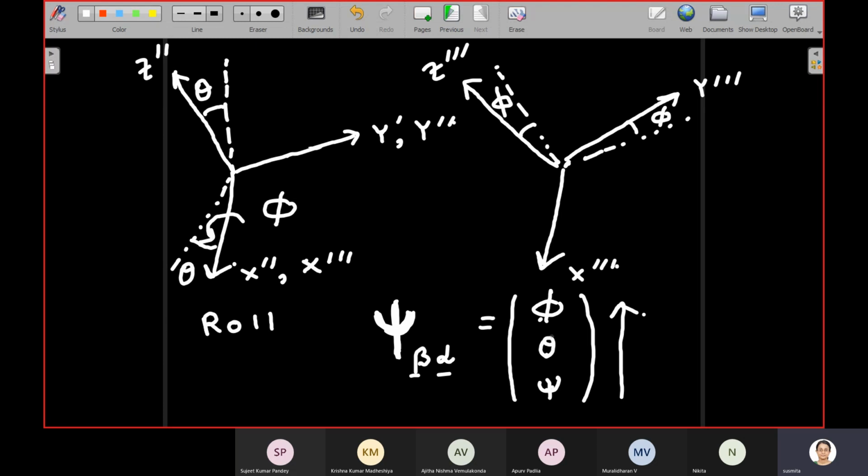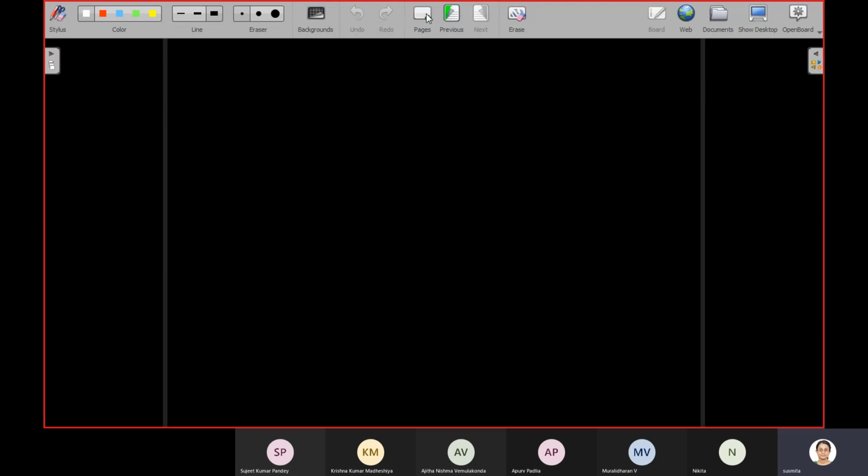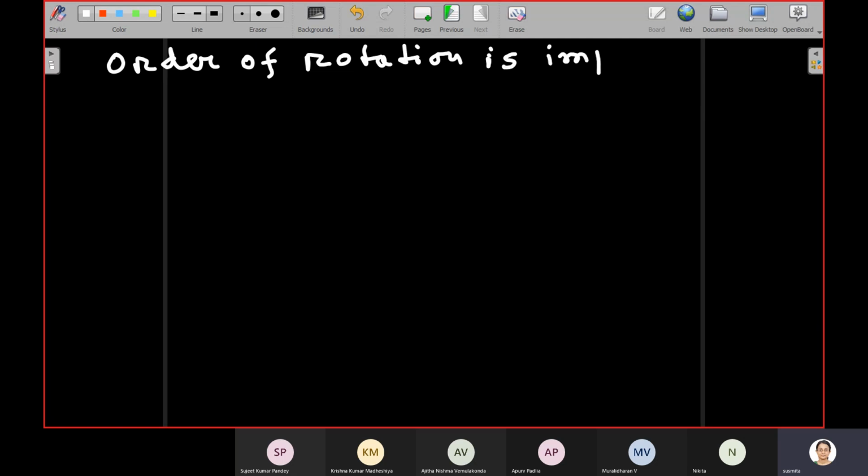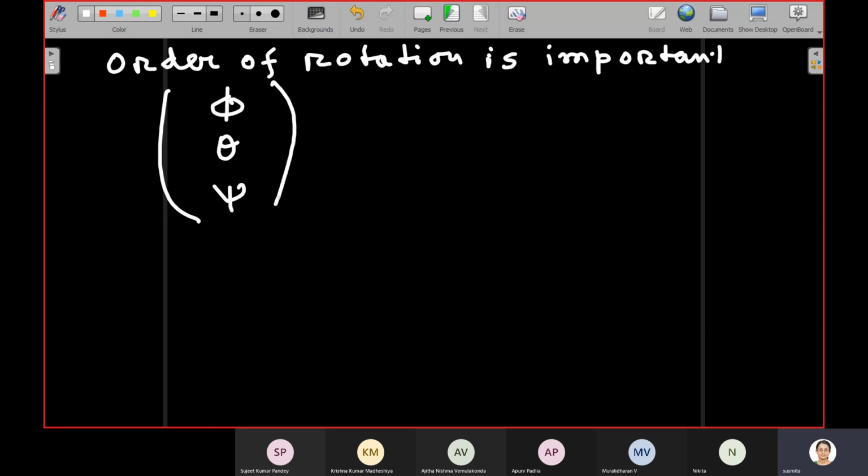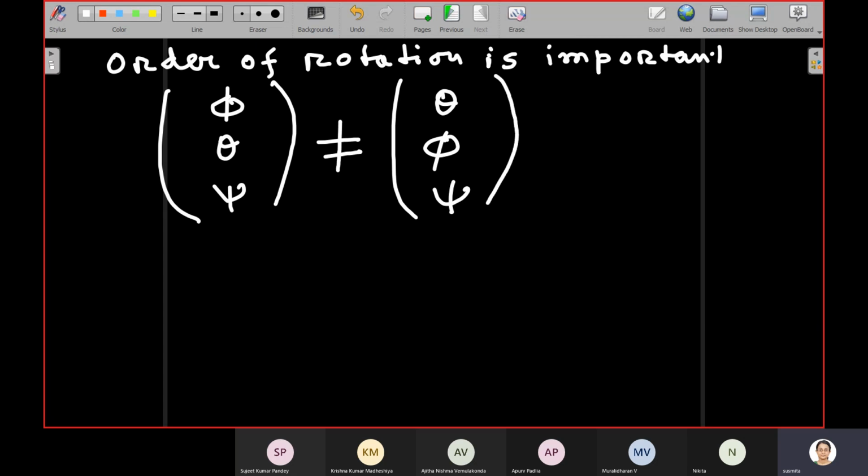Okay. Now the order of rotation is important. So if you write phi, theta, and psi, and then theta, phi, and psi, you will not get the same alpha frame. Even though we start with the same initial frame, beta frame, by changing the order of rotation, you will not get the same resulting frame. So order of rotation is important here.